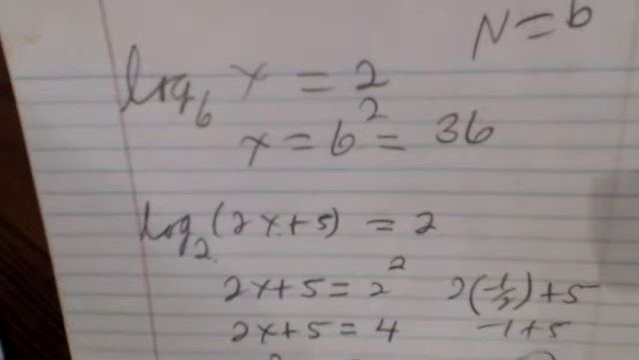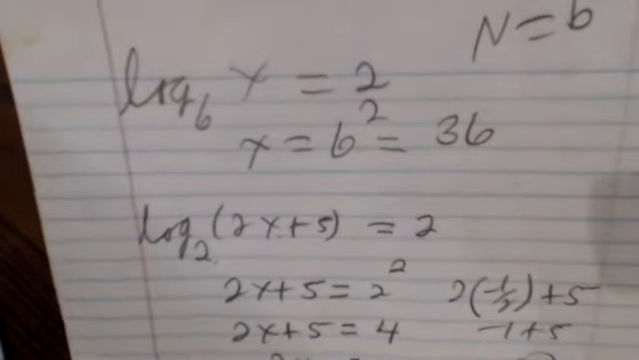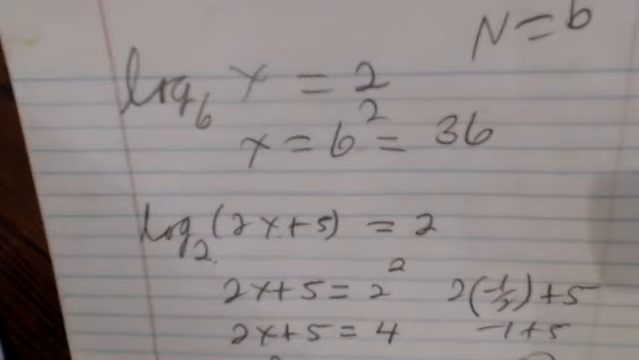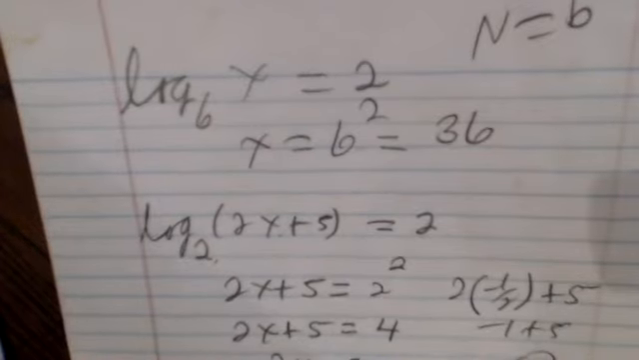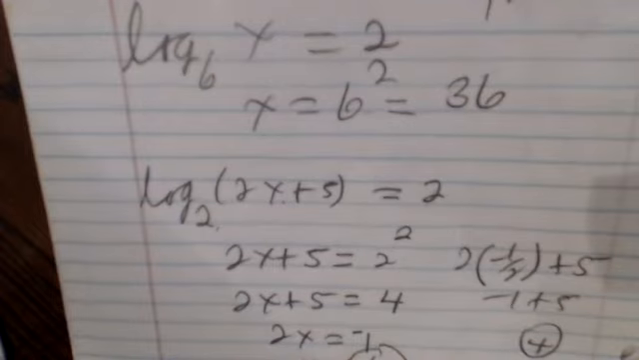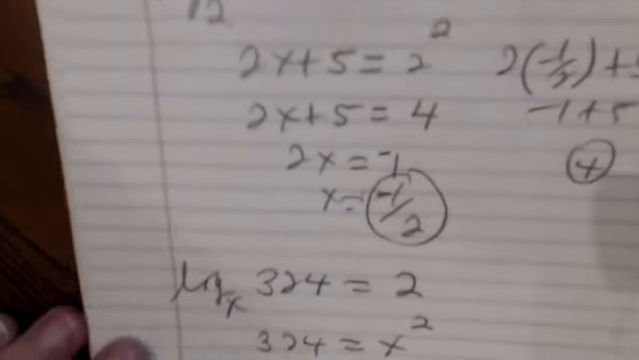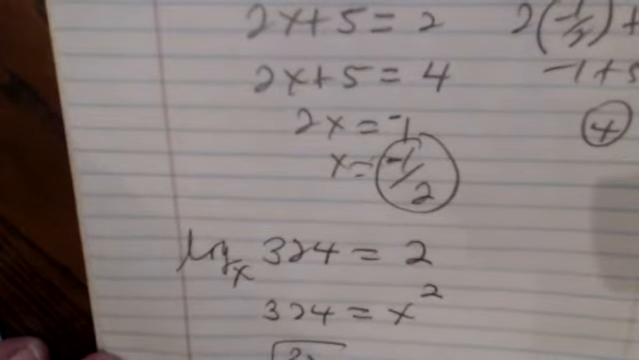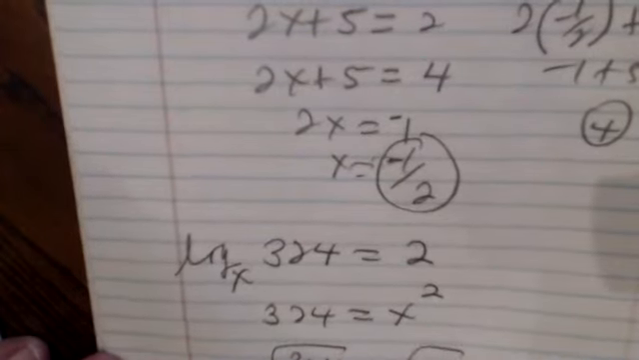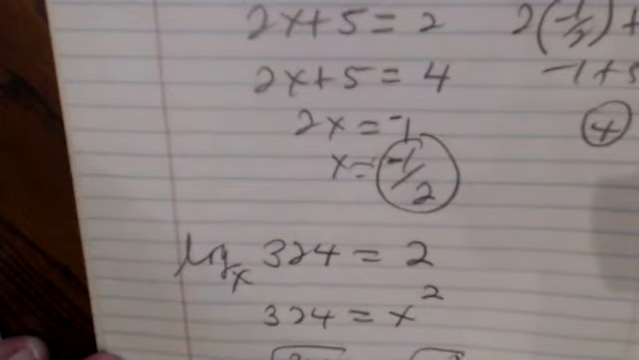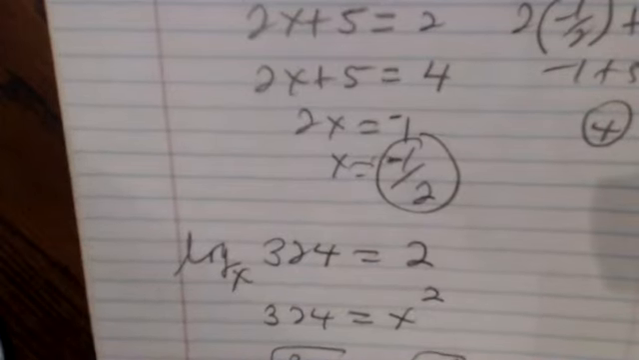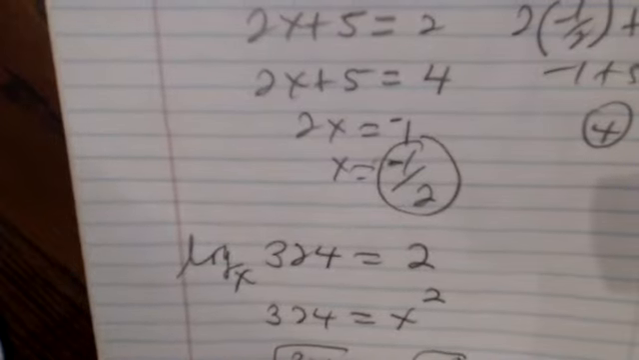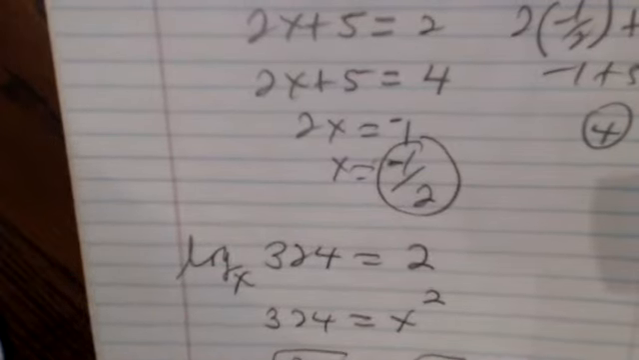Oh, that's a little bit harder. The logarithm of 324. And this time I don't know the base, and it is equal to 2. All right, so 324 is equal to x squared. So we drop back again to that second lesson of class, which is 324 is x squared. So the square root of 324 is my value of x.